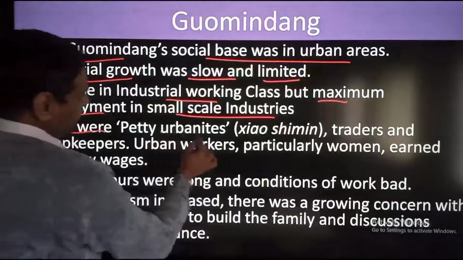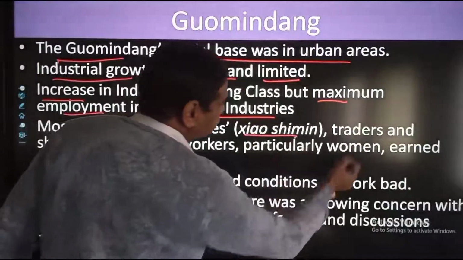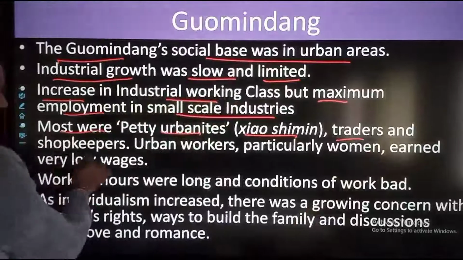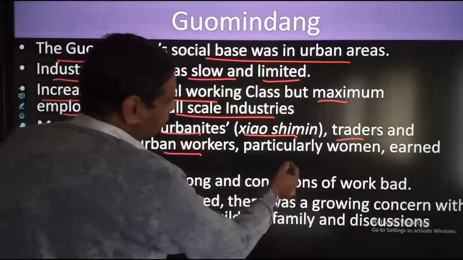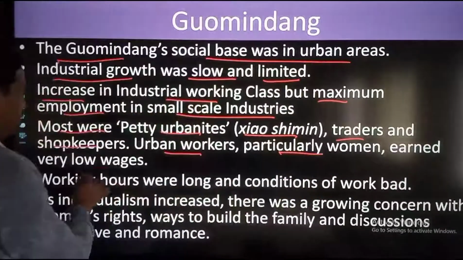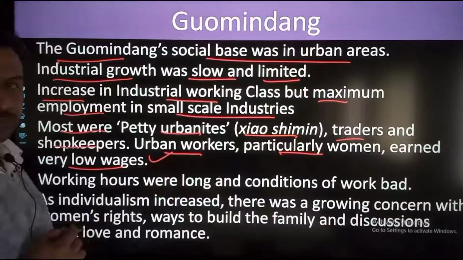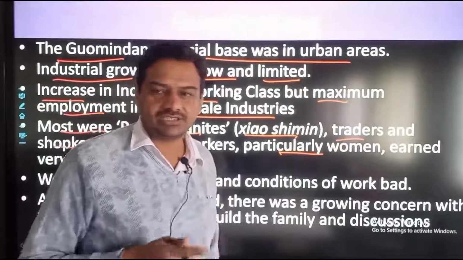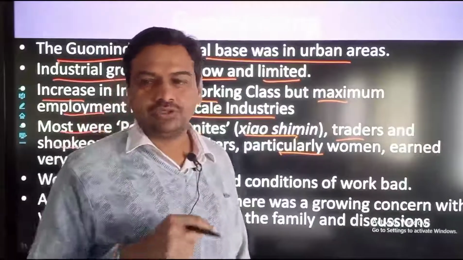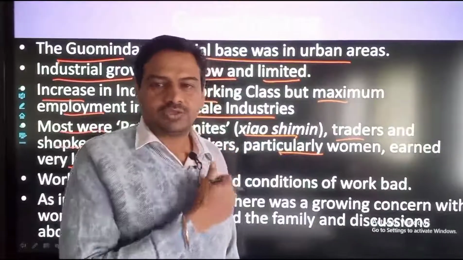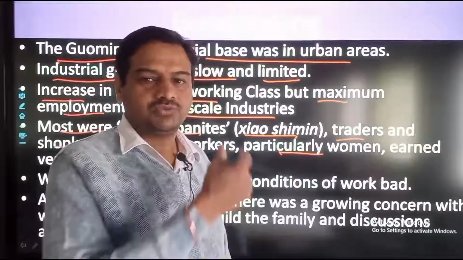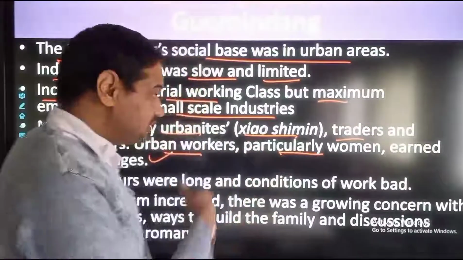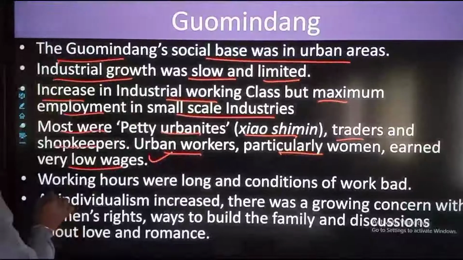Most were petty urbanites, known as the Shaoshimin, traders and shopkeepers. Urban workers, particularly women, earned very low wages. So the per capita income of China was very low. So there were no large-scale industries, per capita income was low, and this party could not win the support of the rural people because it was very weak in the rural areas. So these were the limitations of the Kuomintang.